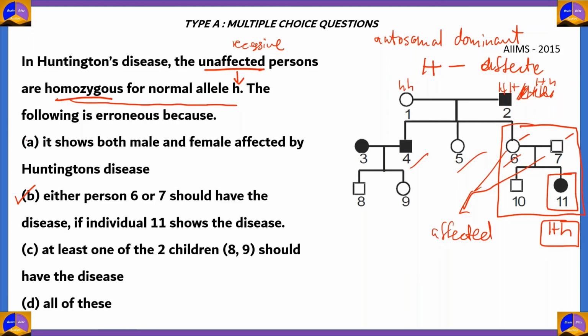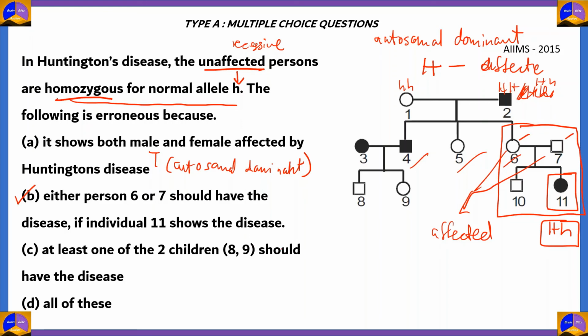Now, option A means that it shows both males and females are affected by Huntington's disease. That is due to autosomal dominance, which is correct. So this statement is true. So there is no error because of that.